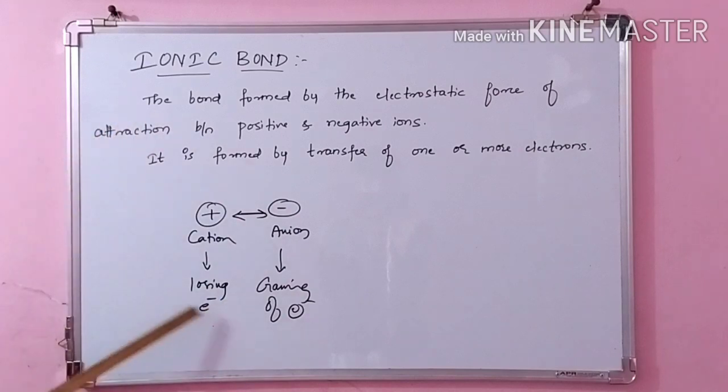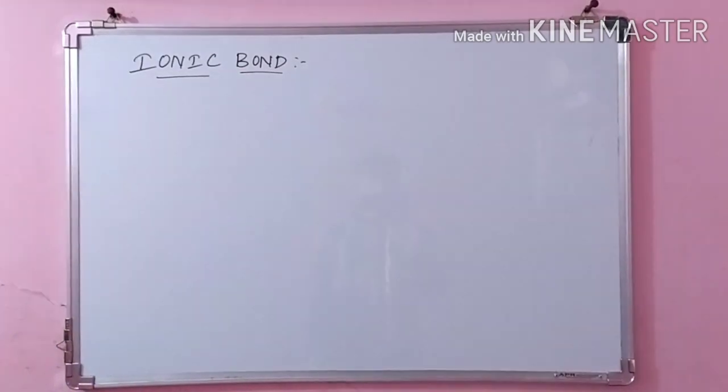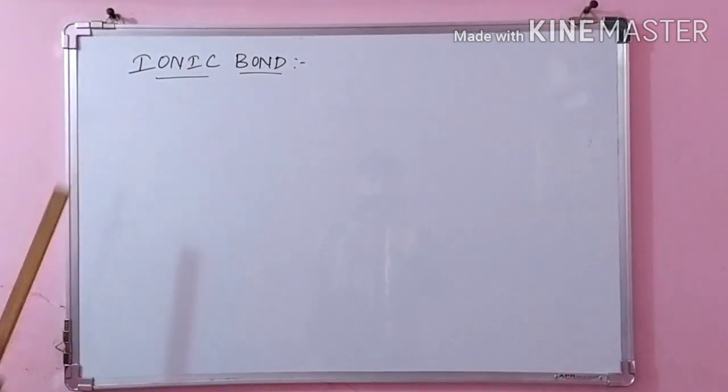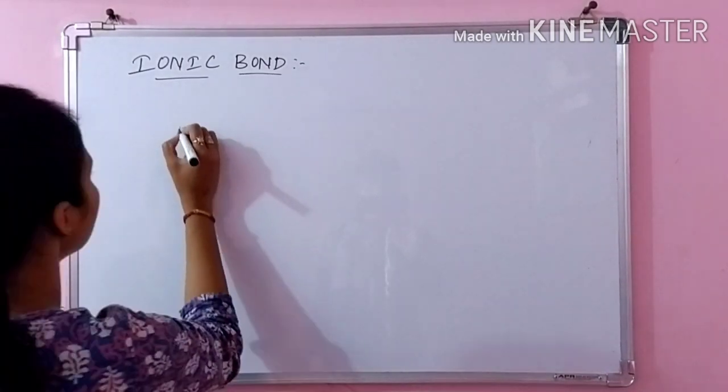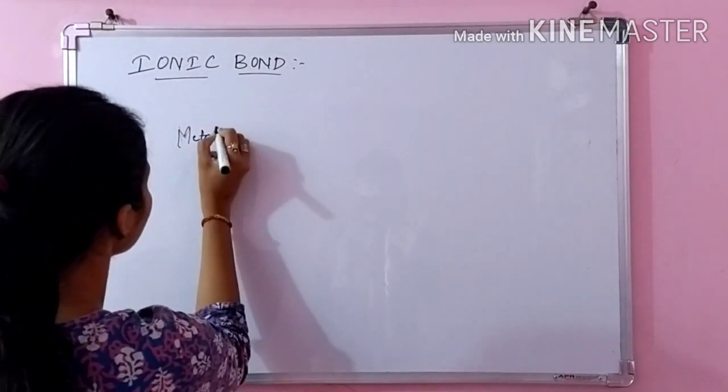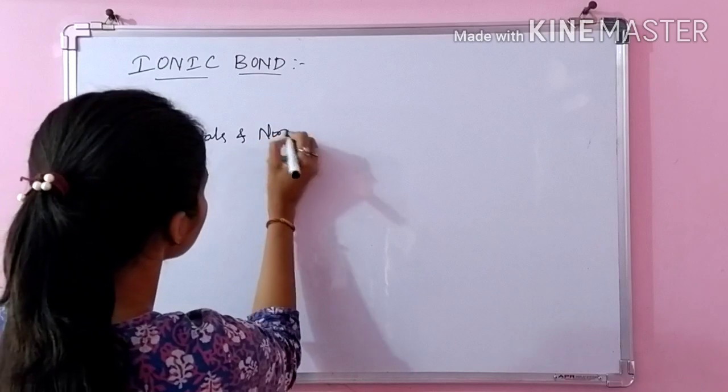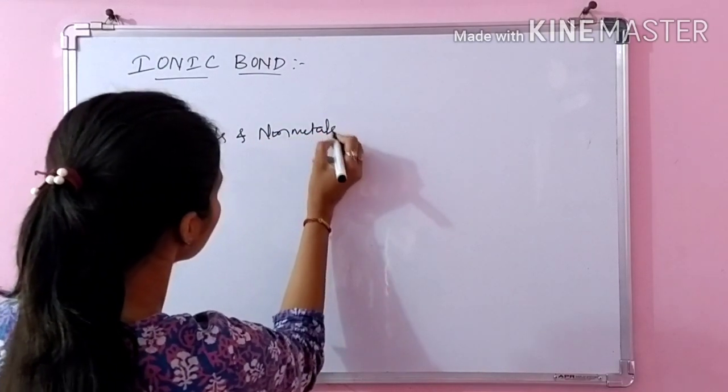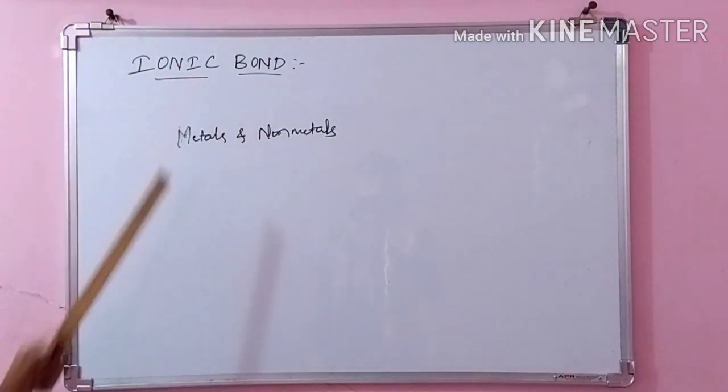So now let us study this in detail with an example. And you should remember, ionic bond is that bond which connects between metals and non-metals. Means it should have one of the metal and one of the non-metal. Then directly you can tell it as an ionic bond.